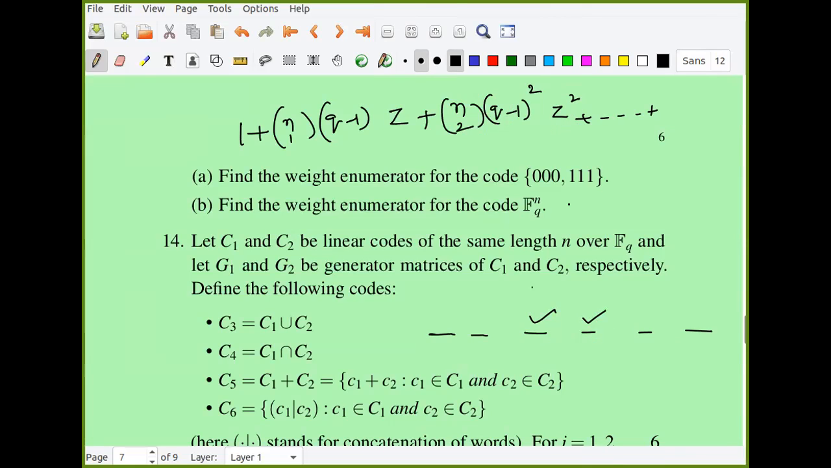Now can you tell me the polynomial directly? Simplest form, compact form: 1 plus q minus 1 into z, whole power n. Right. So this is the polynomial.